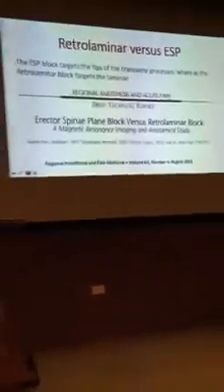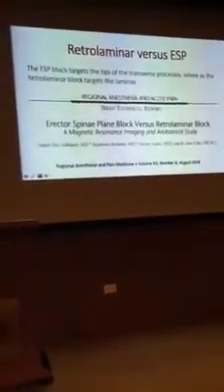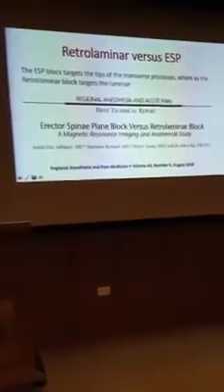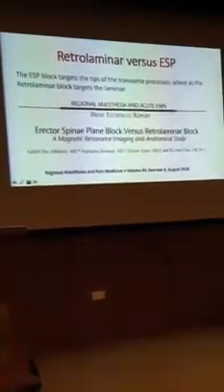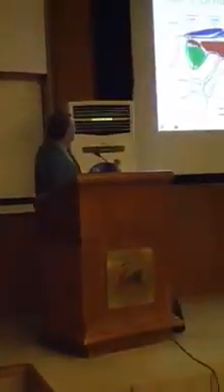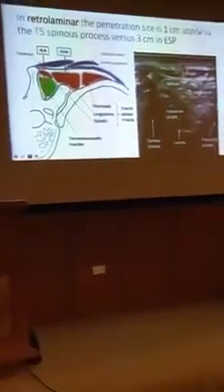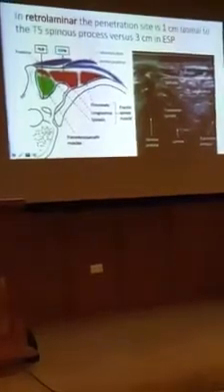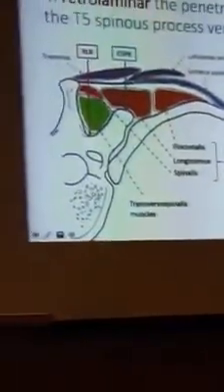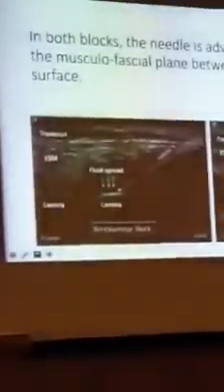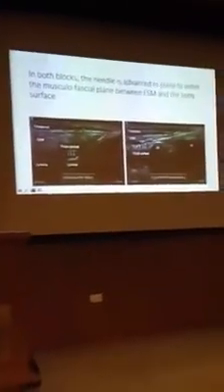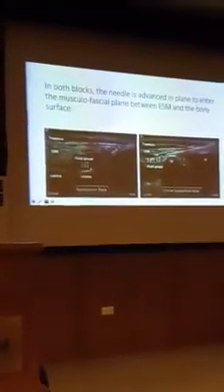There is another block which is the retrolaminar block, which is just like the erector spinae block. The only difference is to target the lamina rather than the transverse process, as in this picture. This is the target of the retrolaminar block, and this is the target for the erector spinae block. Both of them give the same result, but the retrolaminar block involves more epidural spread of local anesthetic. These are two blocks: this is retrolaminar, targeting the lamina, and this is erector spinae, targeting the transverse process.